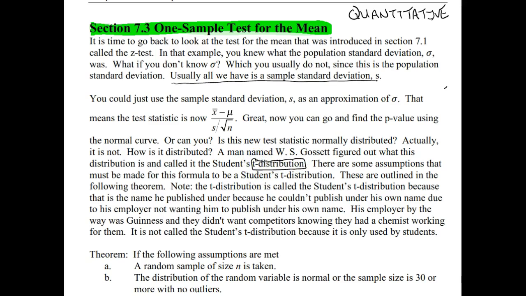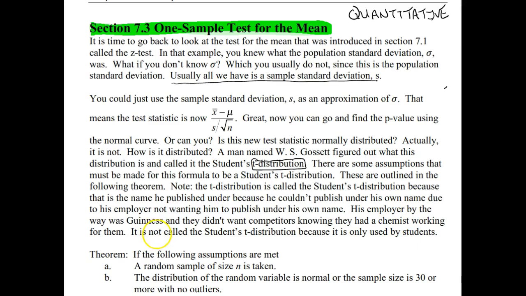There are some assumptions that must be made for this formula to be a student's t-distribution, and these are outlined in the following theorem. But little side note here. So the t-distribution is called the student's t-distribution because that's the name he published it under. So, he should have called it like Gossett's t-distribution, but he didn't. He just used the generic name student, so student's t-distribution. Because his employer didn't want him to publish under his own name. So his employer, by the way, was Guinness, as in Guinness beer.